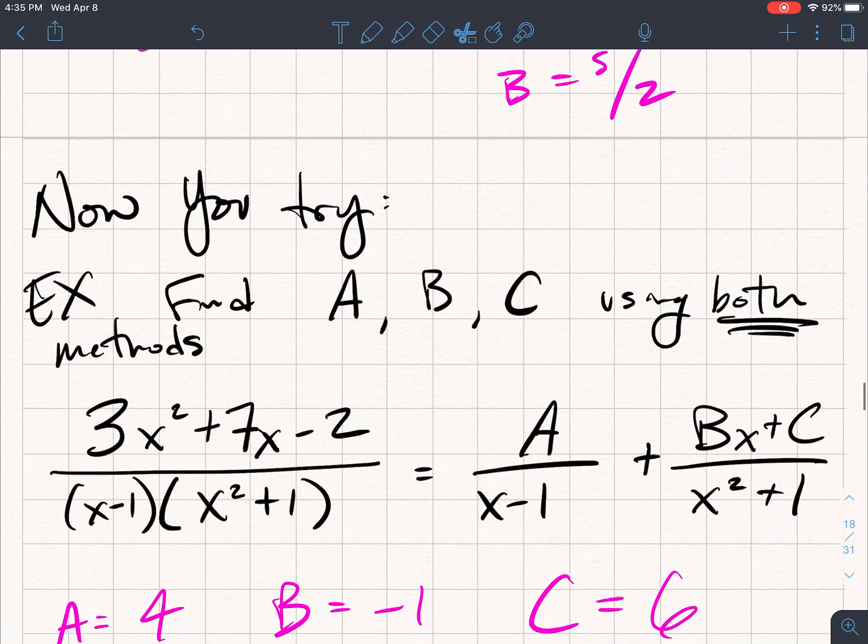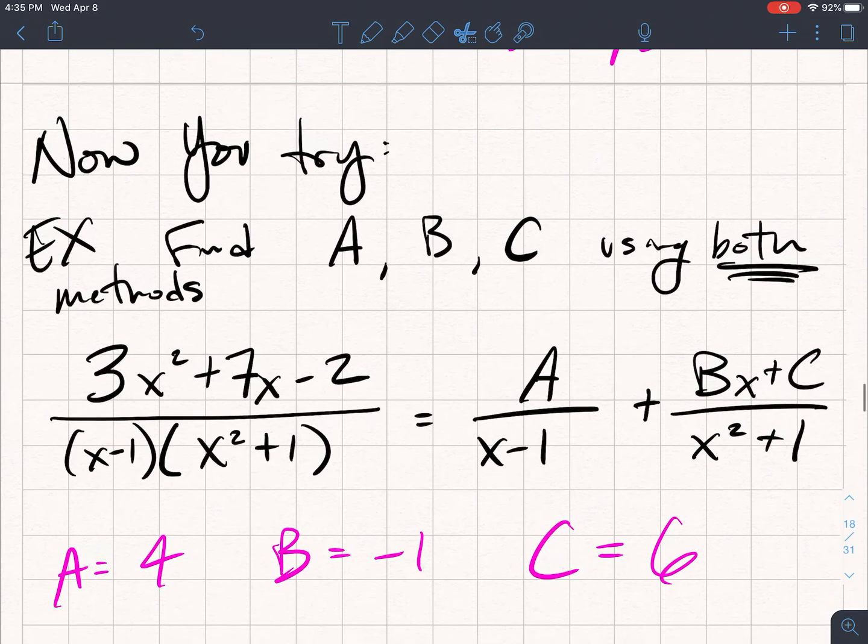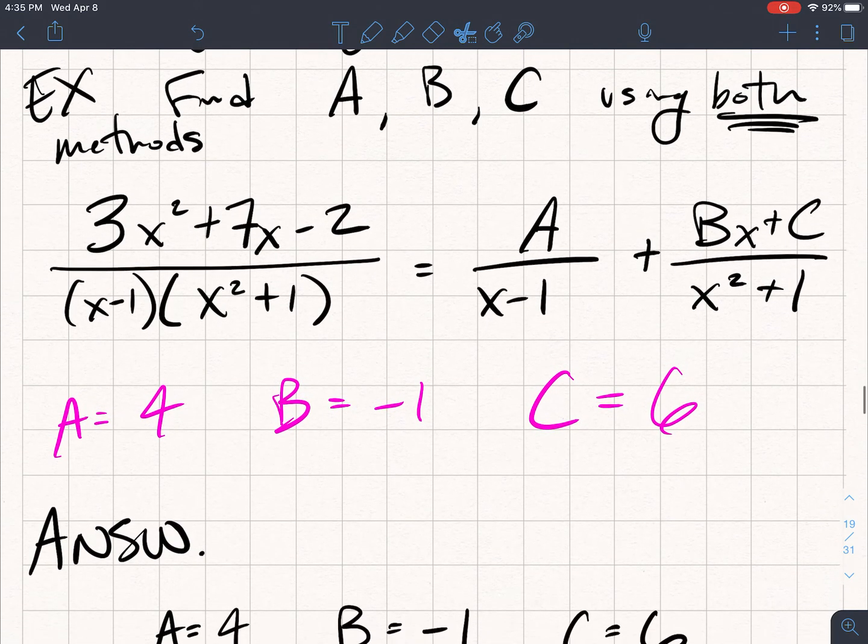All right, welcome back. Here's what I did. Well, here's the answer straight away. Cut to the chase. Those are the answers that I got.